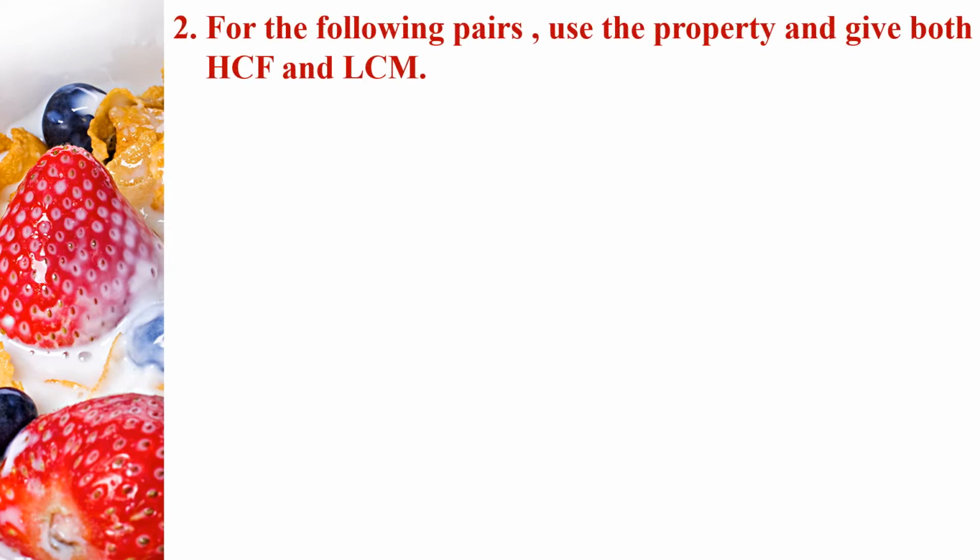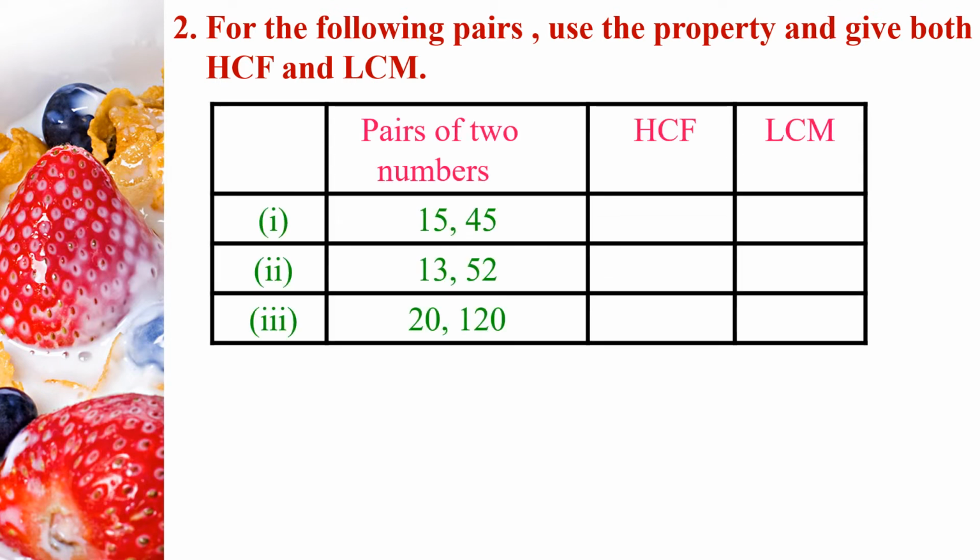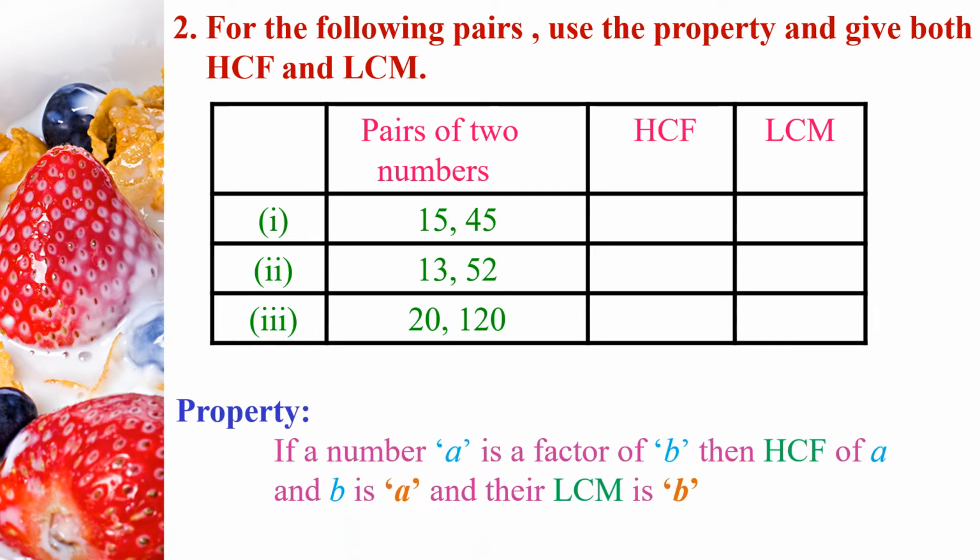For the following pairs, use the property and give both HCF and LCM. That is given in tabular column, that is pair of two numbers, and we want to find HCF and LCM. So before going to fill this tabular column, we should know that property. If a number A is a factor of B, then HCF of A and B is A and their LCM is B.